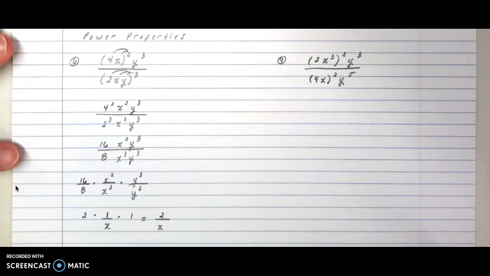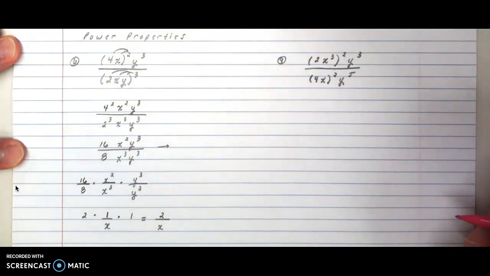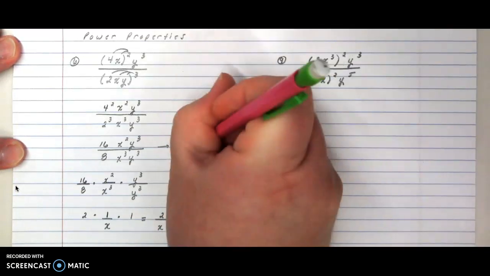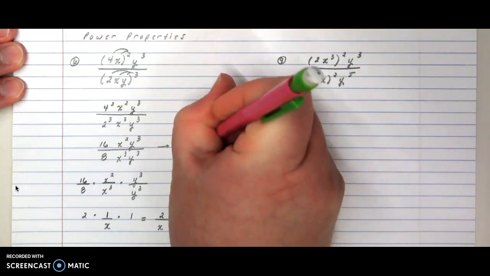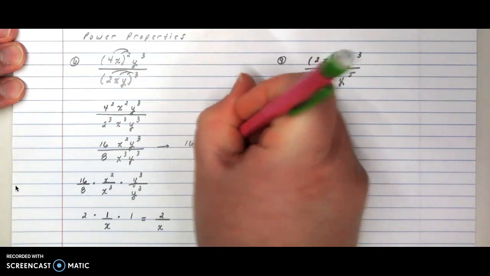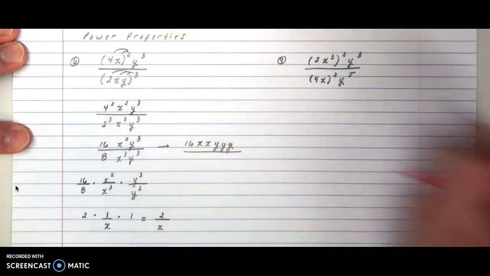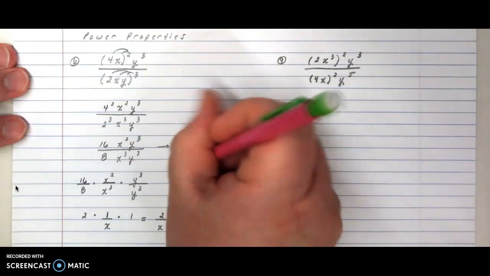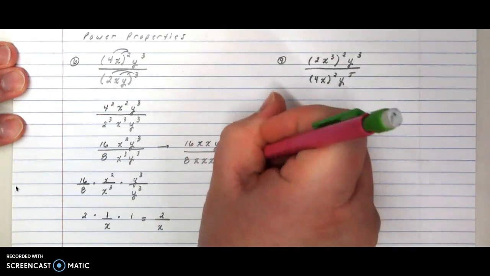Now, if you don't like doing it that way, another way you could do this is at this point we could have broken it up into 16 and actually take the time to write out all of the variables. So x squared, x times x, y cubed, that's times y times y times y. And then down here we had an 8, and then we have 3 of each: x, x, x, y, y, y.